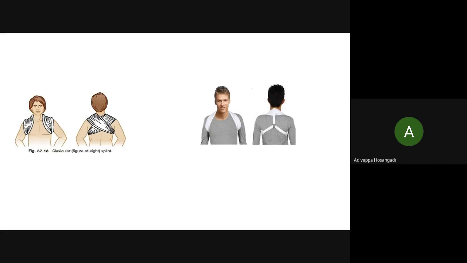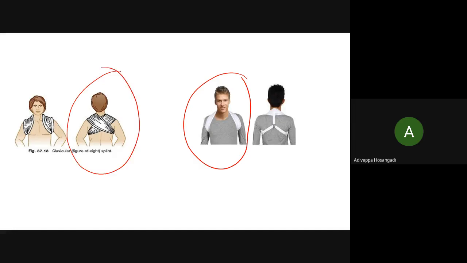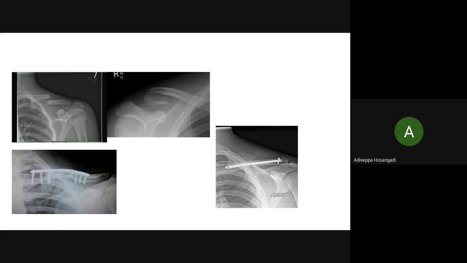This is a commercially available clavicle brace. This one you can make customized. Simple roller bandage: if you go on tightening, you can do a figure of 8 bandage. There are plenty of ways of doing a figure of 8 bandage, but this one becomes adjustable. This is not adjustable. So this is what I wanted to show you, some pictures.